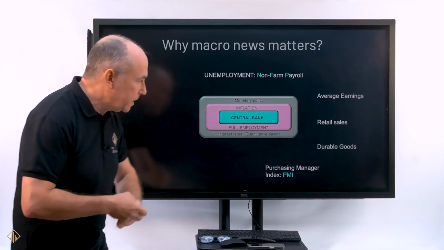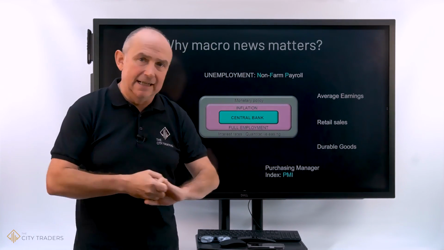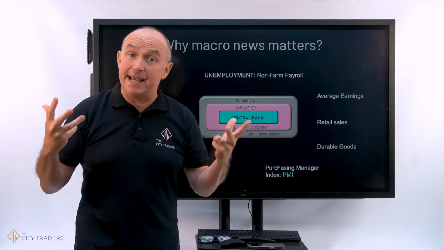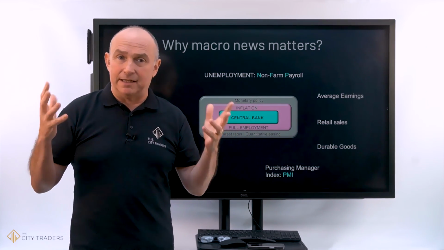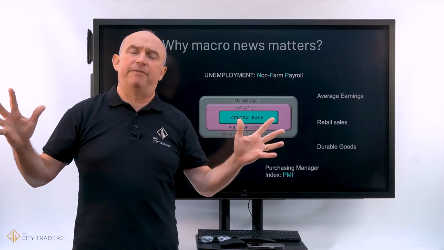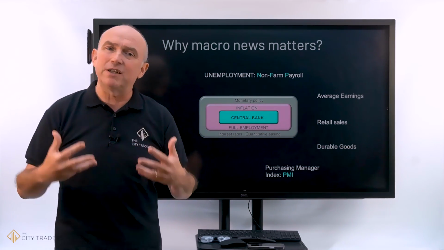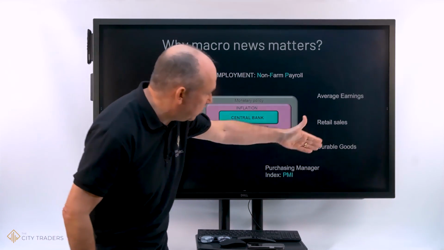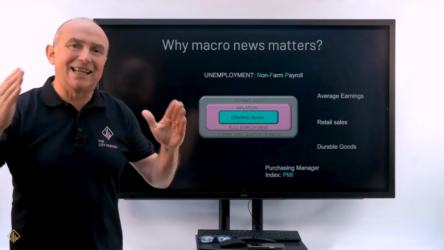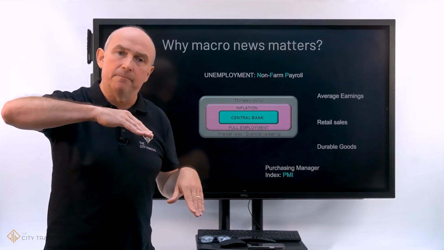Now here's one, Purchasing Managers Index, also known as the PMI data. Central bankers that decide interest rates love a PMI release because it is a forward-looking indicator. These other ones we mentioned here, durable goods, retail sales, average earnings, this is telling you what happened last month. It's looking back, it's lagging, whereas the PMI, it's a forward-looking indicator.